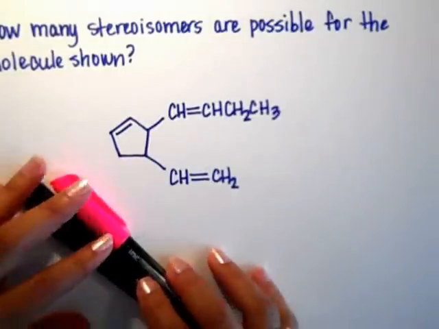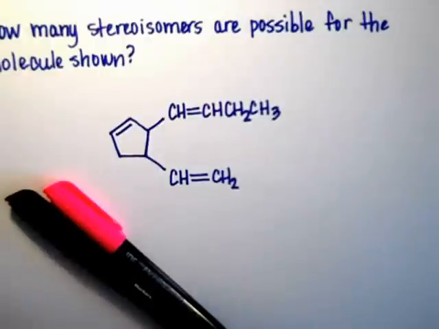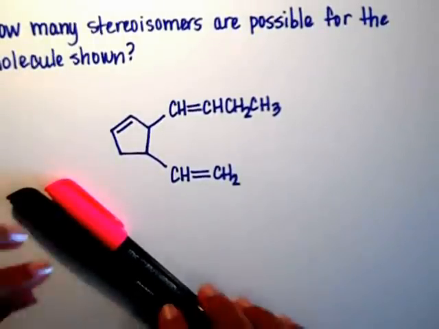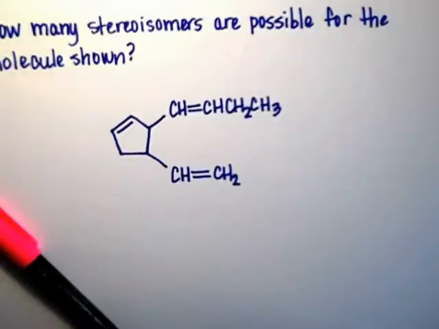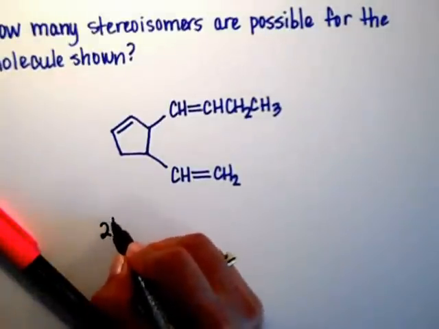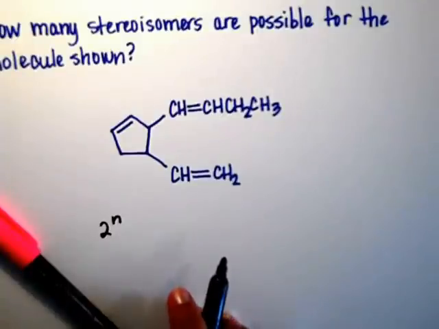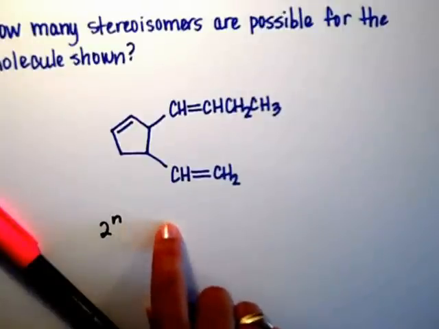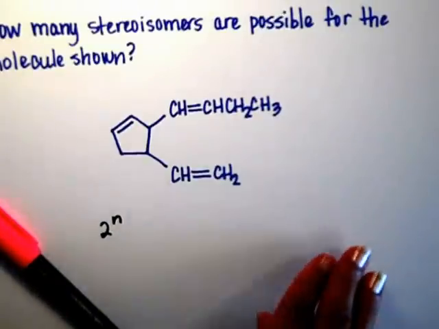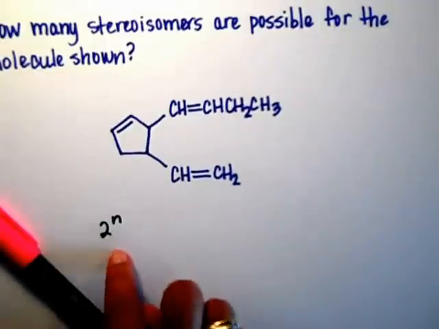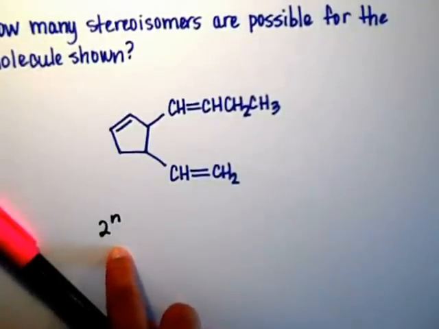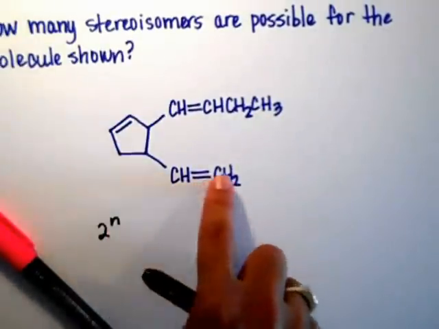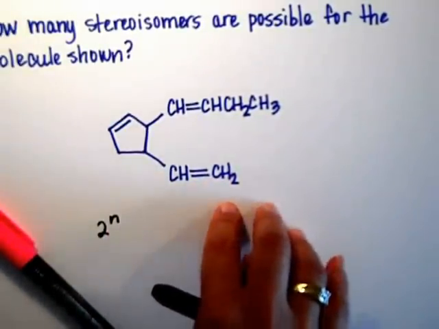Now they give me a molecule and I have to pretty much say how many stereoisomers I'm going to have of this molecule. Well, we have a handy dandy little formula, 2 to the n, in which I can easily calculate the number of stereoisomers. I should say the maximum number of stereoisomers. The formula doesn't work if you have a plane of symmetry. But this molecule right here doesn't have a plane of symmetry.